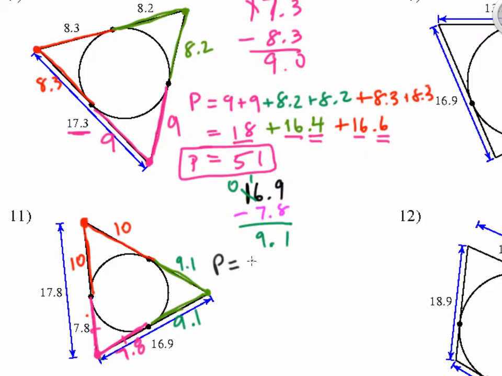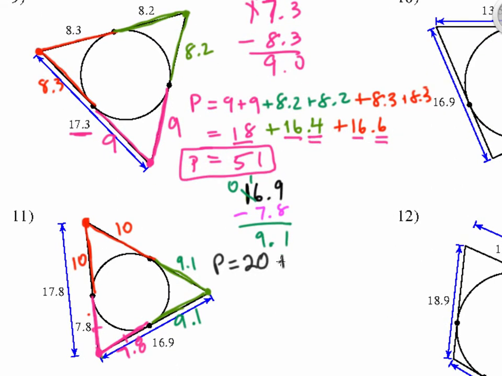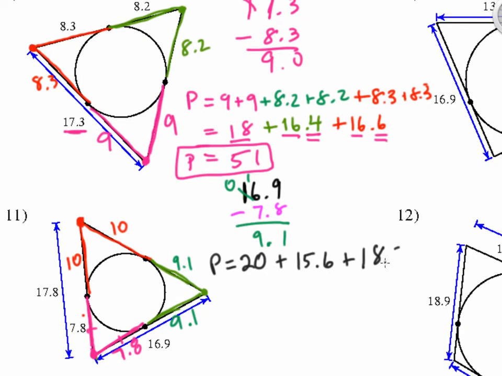So the perimeter equals, let's just double these. 10 times 2 is 20. Let's double this. 7 times 2 is 14. 0.8 plus 0.8 is 1.6. So 14 plus 1.6 is 15.6. And finally, 9 plus 9 is 18. 0.1 plus 0.1 is 0.2. So 18.2.